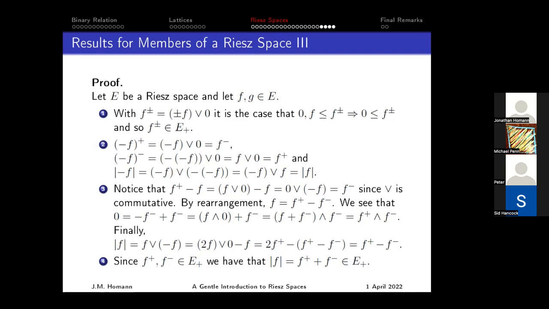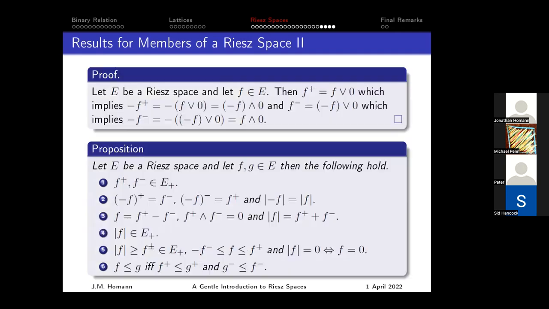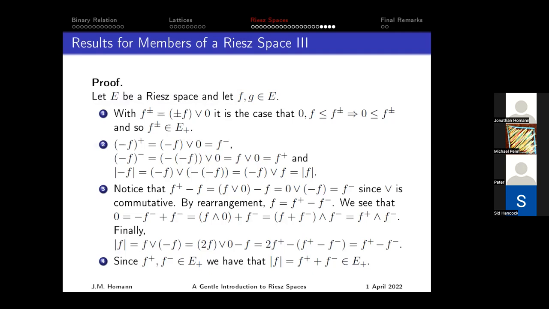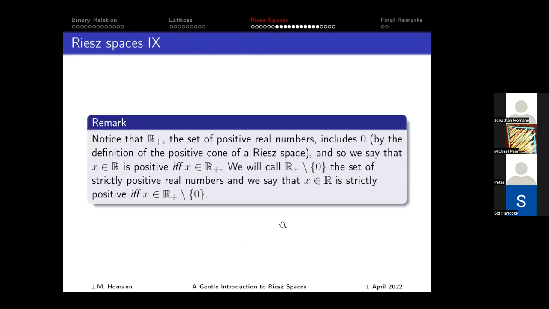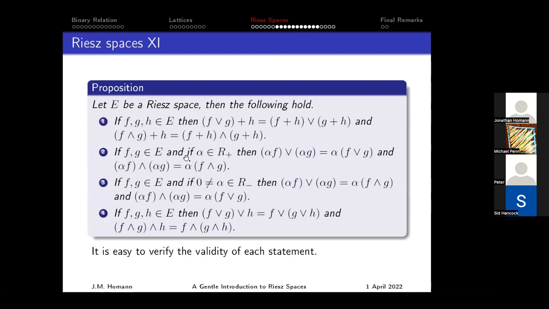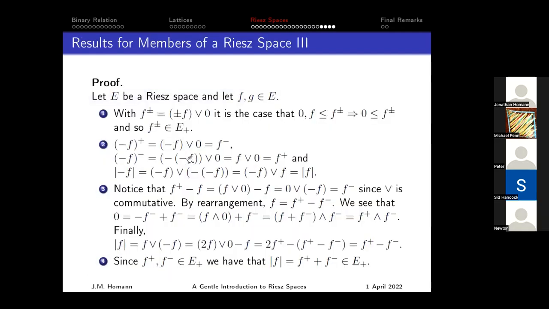Now we'll notice for part three, what we want to show are these expressions. So we'll notice that f plus minus f is f sup zero minus f. So f sup zero is f plus. And using our results, which we have somewhere up here, which have been established, we have that f sup zero minus f is equal to zero sup minus f, which by definition is f minus. And since the supremum is commutative, we have zero sup minus f is minus f sup zero.